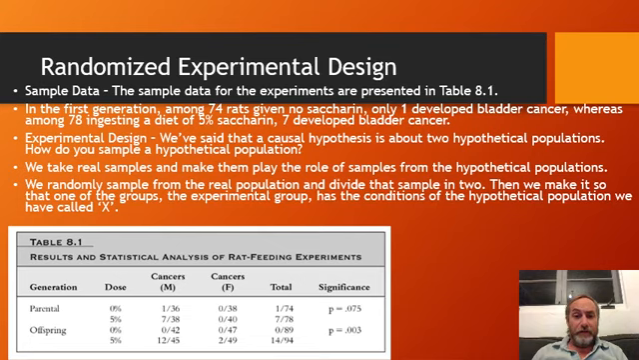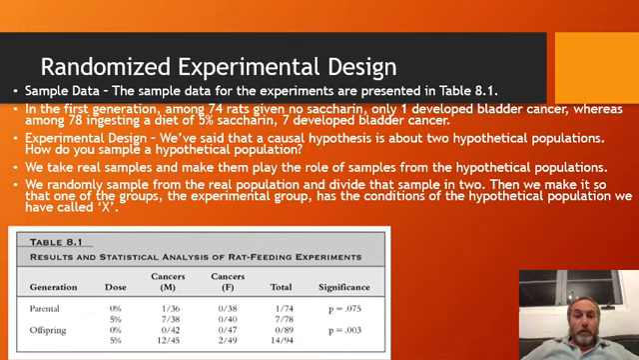So in the first generation, the sample size: 74 rats that got no saccharin, 78 that got a diet of 5% saccharin. Of those 78, 7 got bladder cancer. Of the 74 controls, only 1.